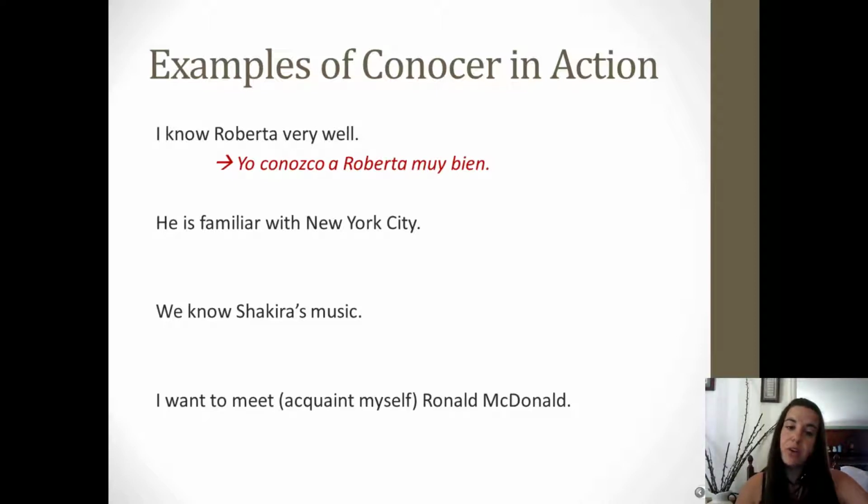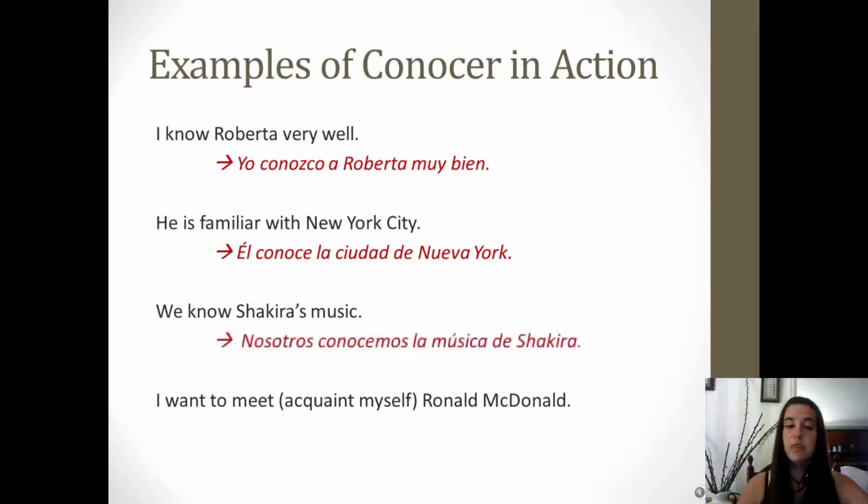He is familiar with New York City. Él conoce la ciudad de Nueva York. We know Shakira's music. Again, like I mentioned, this is kind of familiarity or acquainted with Shakira's music. Nosotros conocemos la música de Shakira.